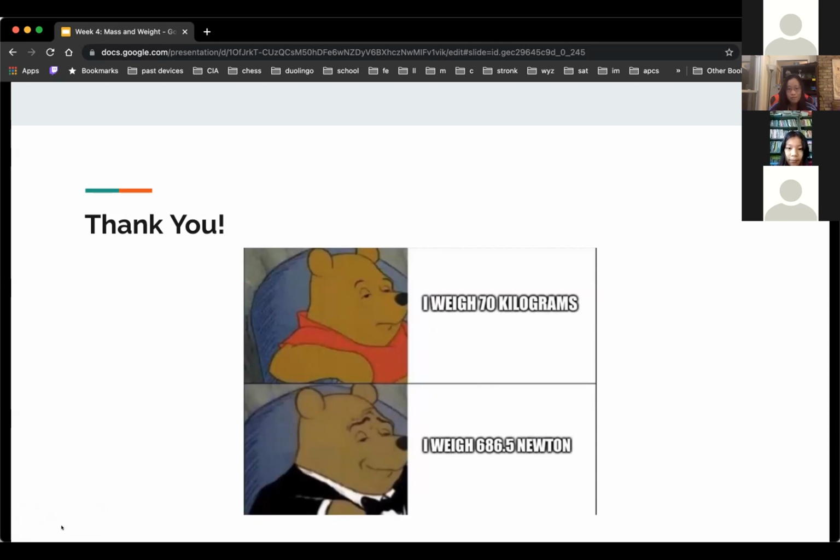I don't know if that means anything, but in this picture, it basically says I weigh 70 kilograms, but if you convert it to weight, you just multiply 70 by 9.8, and you get 686 newtons. Yeah. It's just a fancier way of saying how much you weigh. Yep, look at that fancy tux, man.